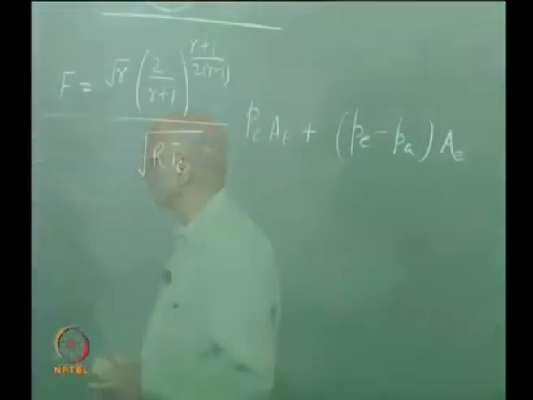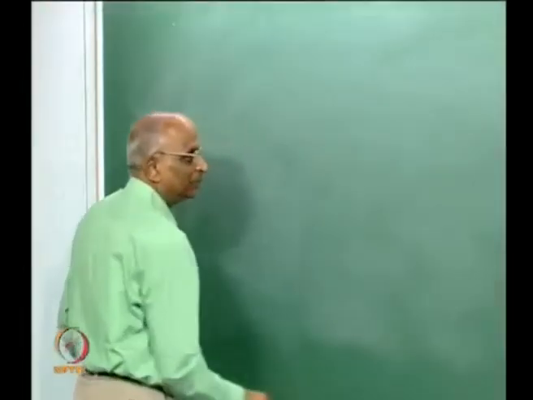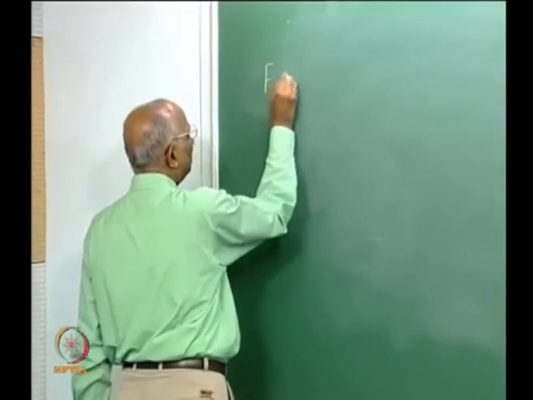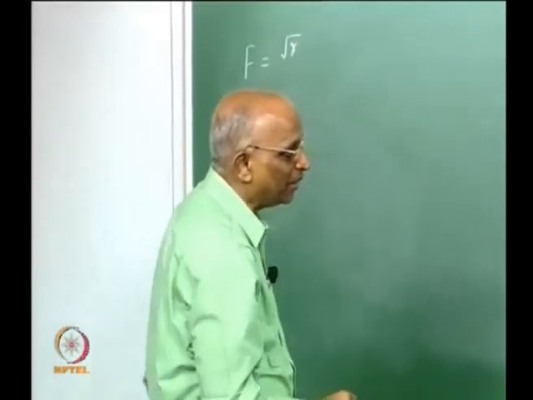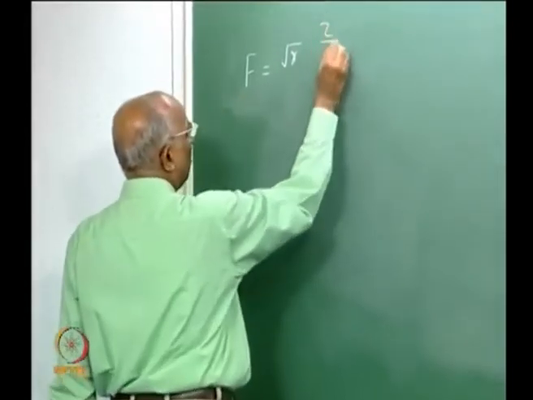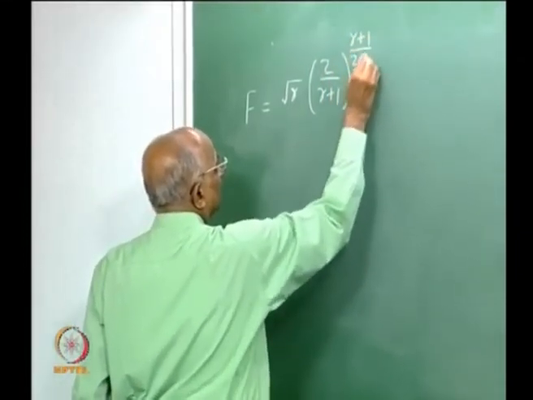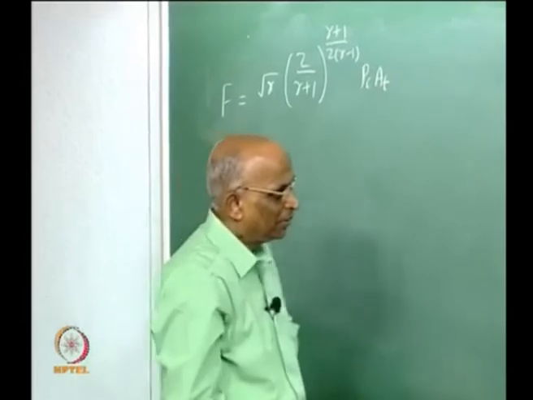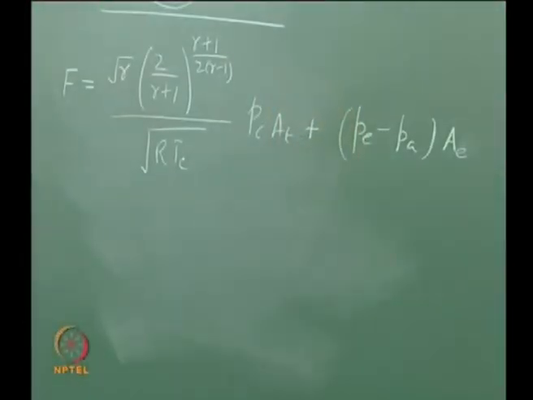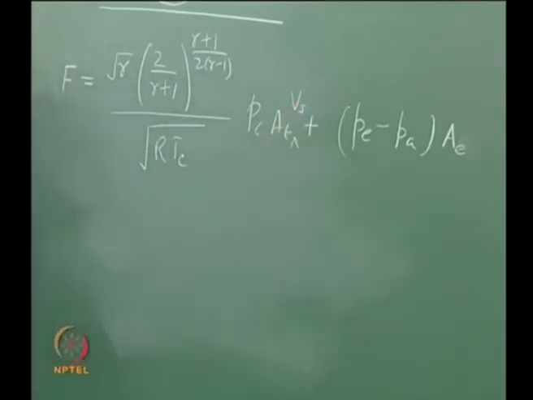Is it alright? Let us simplify that expression and get a value for the thrust generated by a rocket. F is equal to under root gamma, again we have to take it till we are totally done with it, 2 over gamma plus 1, PC AT. Where did Vj go? Vj is here. What is Vj equal to?